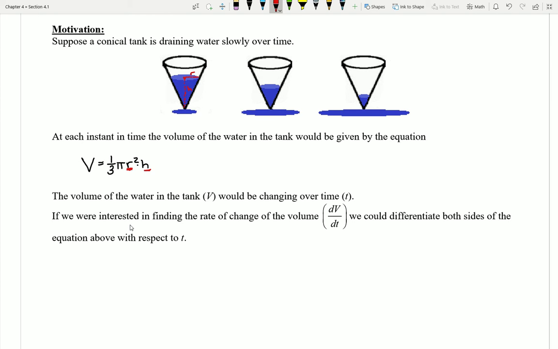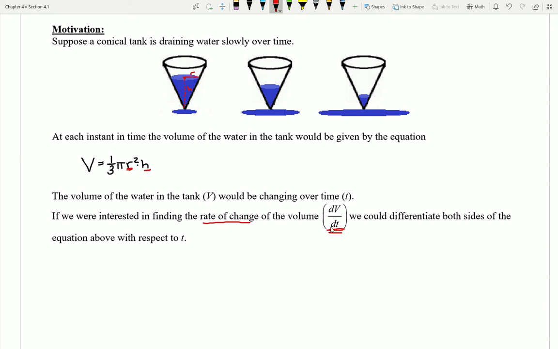If the volume keeps changing, maybe it's changing at a particular speed. So maybe I was interested in finding this rate of change of the volume, and that's represented here by a derivative, the derivative of volume with respect to time, or how quickly the volume changes over time. Anytime we see a rate of change or notation like this from our derivative, we can almost think of that as just like a speed. I want to know the speed at which the volume is changing.